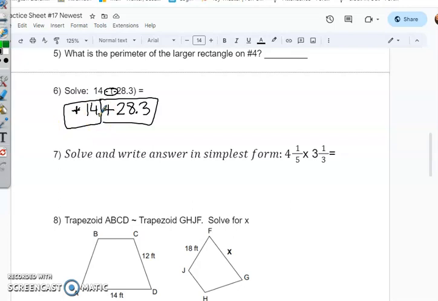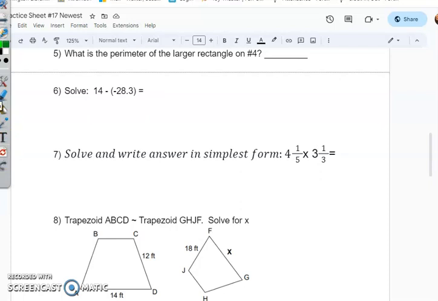Number 7, solve and write in simplest form. This is multiply. I'm going to let you know your answer on this, I can tell, will be a whole number. That's your job. Make it improper. Then you're going to multiply. I mean, I would find a relationship. At least one. There's 2, but I would at least find 1.